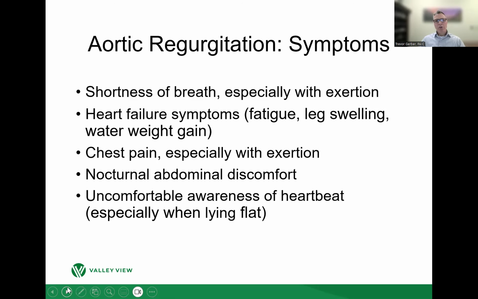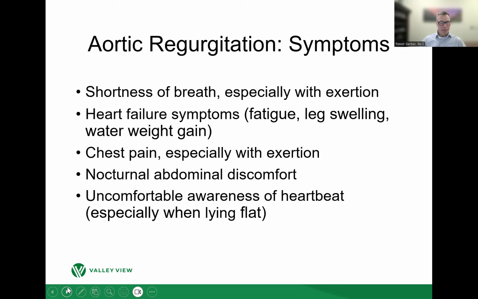Symptoms associated with aortic regurgitation are similar to symptoms associated with aortic stenosis. We often see shortness of breath, especially when one is climbing a flight of stairs or exerting themselves. Heart failure symptoms like fatigue, leg swelling, water weight gain, chest pain, especially when exerting themselves. Patients with aortic regurgitation can also develop nocturnal abdominal discomfort.